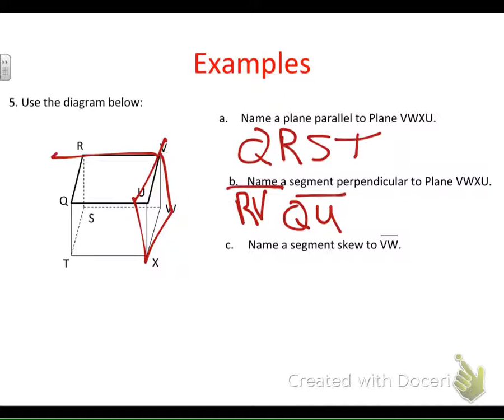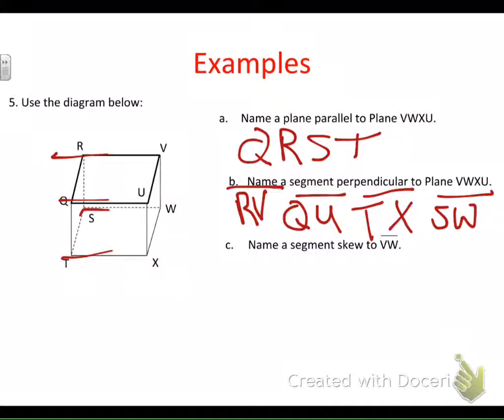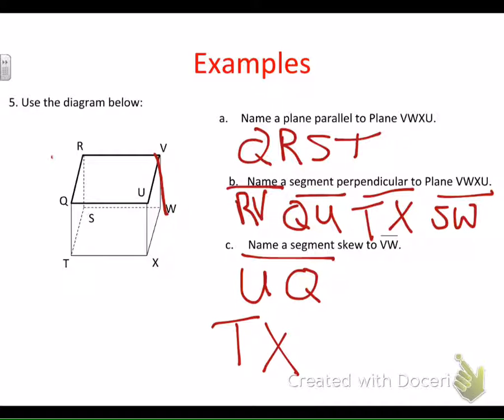So QU, TX, or SW. And then a segment skew. So it's on different planes and they will not touch. To VW. That could be UQ or QU. TX. QR. Let's stop with those.